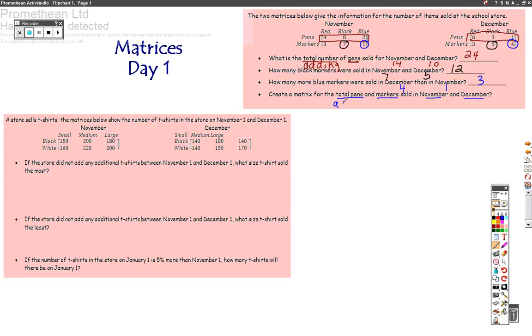Create a matrix for the total pens and markers sold in November and December. So when I look for total, remember I'm going to be adding these. So you're just really adding these two matrices. And what do I get? I have red, black, and blue. I have pens and I have markers.